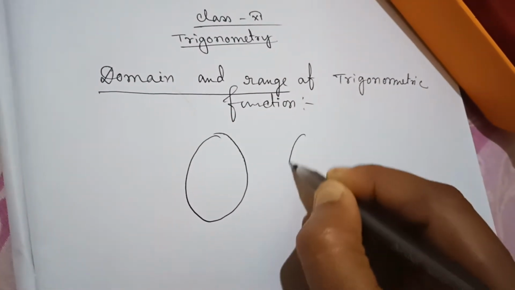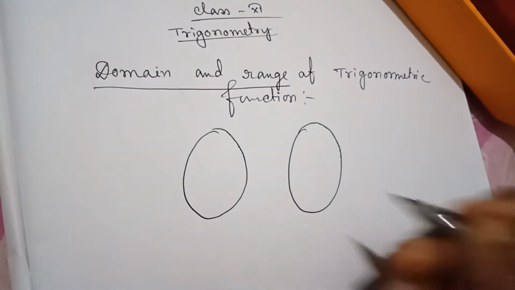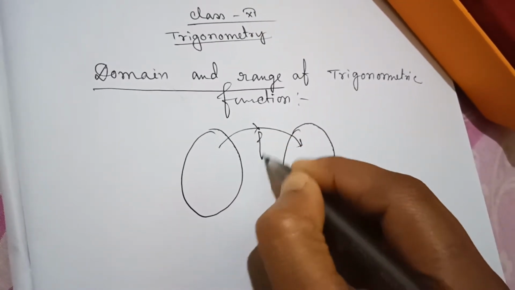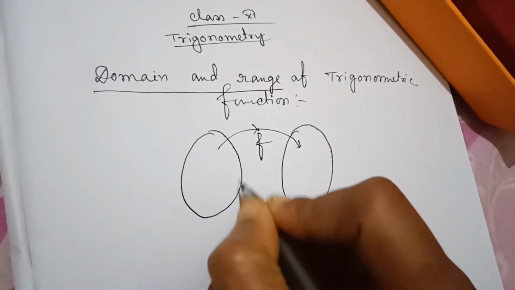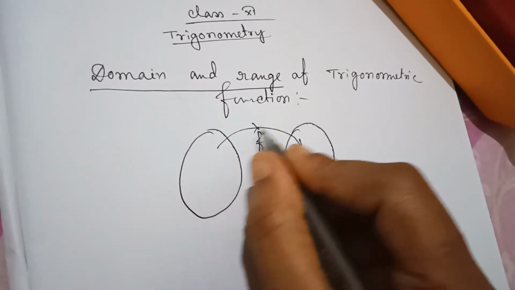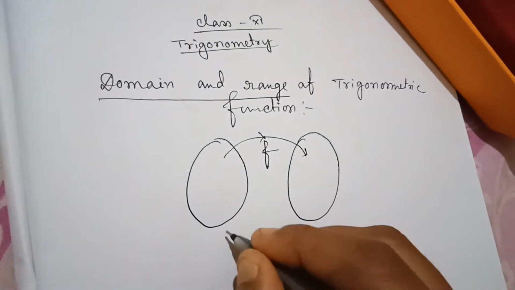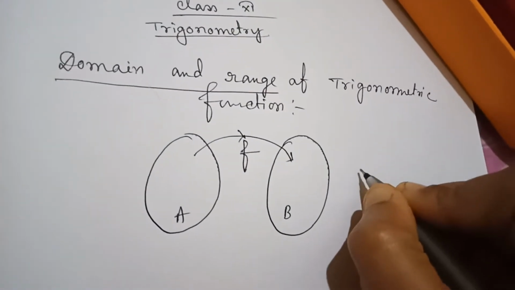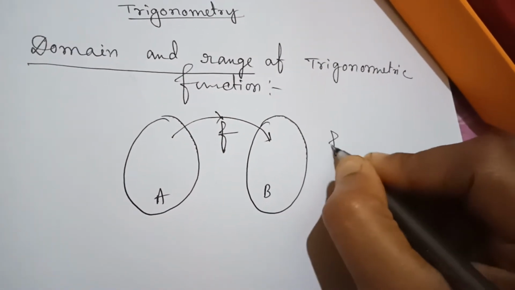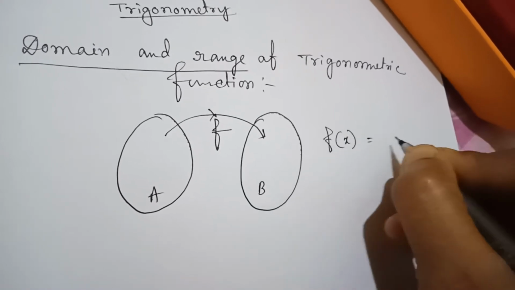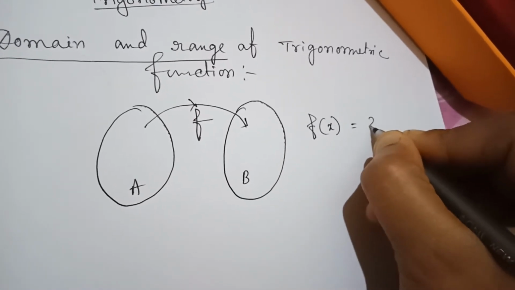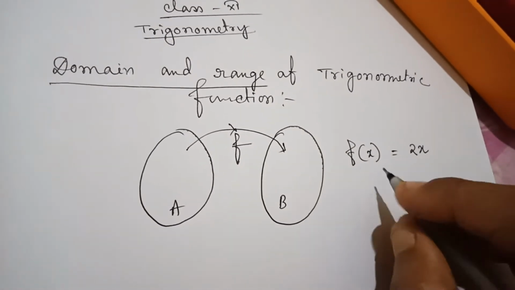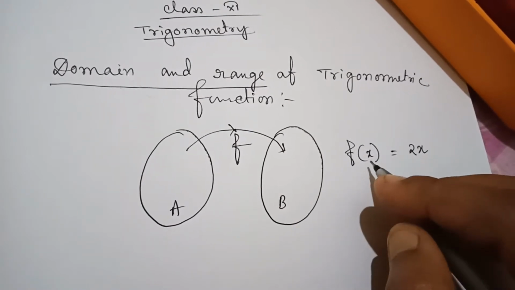Suppose these are two sets, and a function will work like this: a function will take the values of this one and will produce the values of this set. Suppose this is A, this is B. I'm just giving you a very simple example of a function. Suppose I'm taking f of x equals 2x. So f of x equals 2x. This is a function of x.